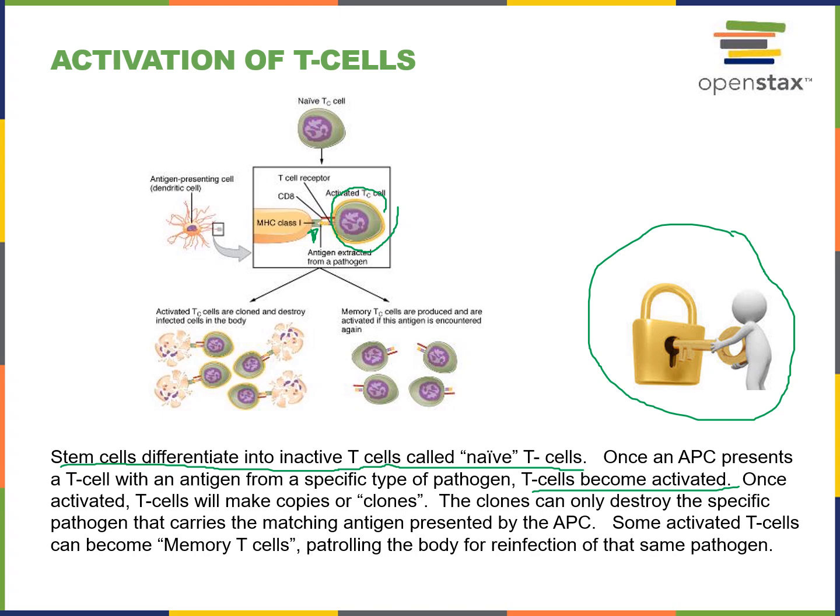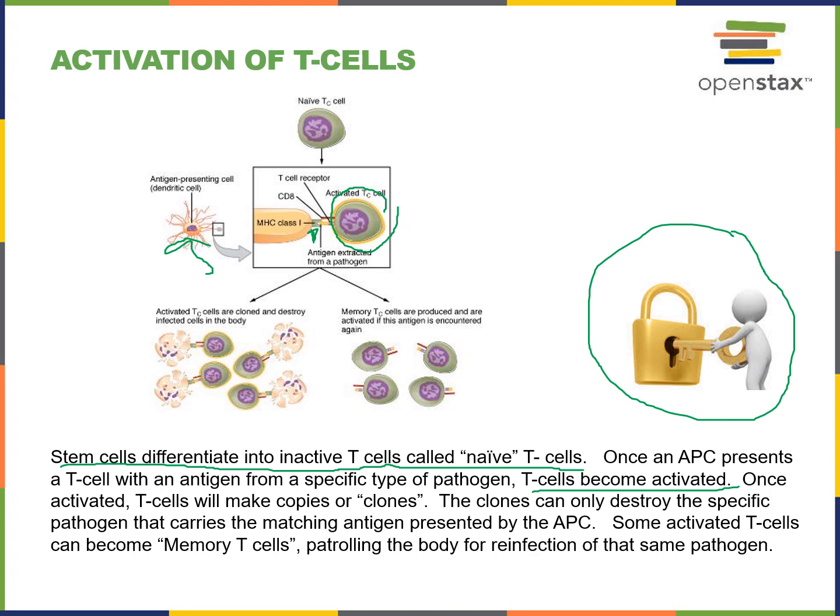Now, if it is a helper T cell, what the helper T cell does, it releases a lot of chemicals that recruit other cells. It can recruit B cells, it can recruit more T cells. But if it's a cytotoxic T cell, a killer T cell, then what it will do, it will kill the cell that's doing the presentation, the antigen presenting cell. Because remember, that antigen presenting cell is probably infected with the virus, and that's why it's able to present part of the virus to the T cell.